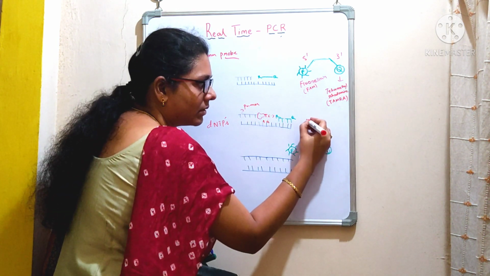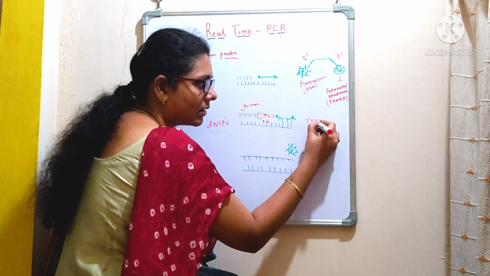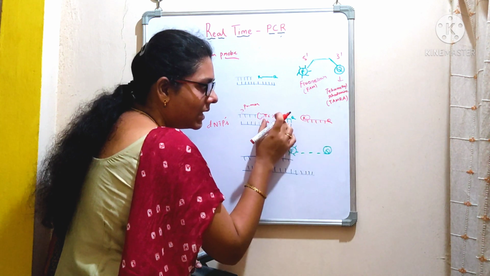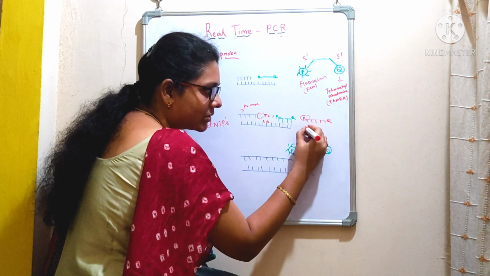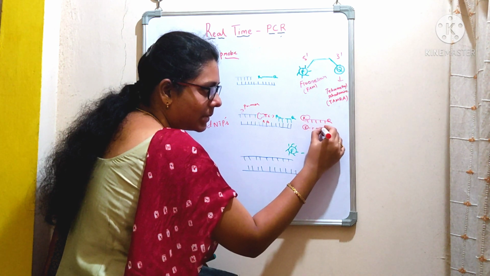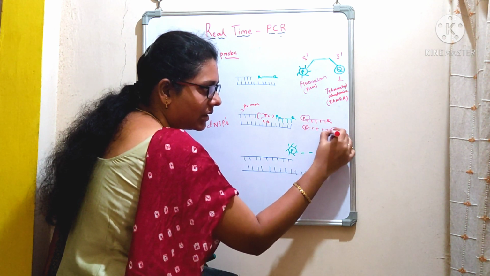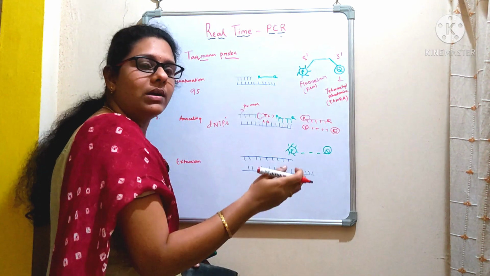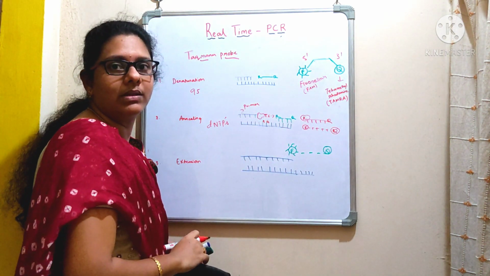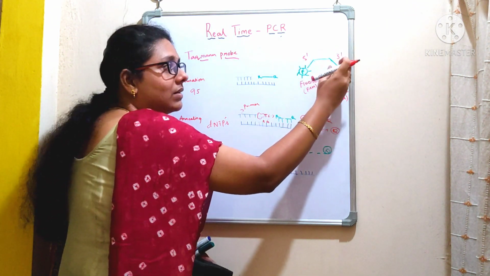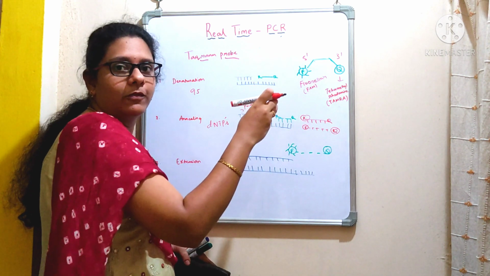See here, this is the reporter and this is the quencher, right? The DNA polymerase will break it. It will remove first the reporter, then the other base, then the other base, and it is going to break the quencher. In this way, this probe will be broken down by the DNA polymerase. Initially, when they are in close proximity with each other, this quencher will inhibit the activity of the fluorescent.